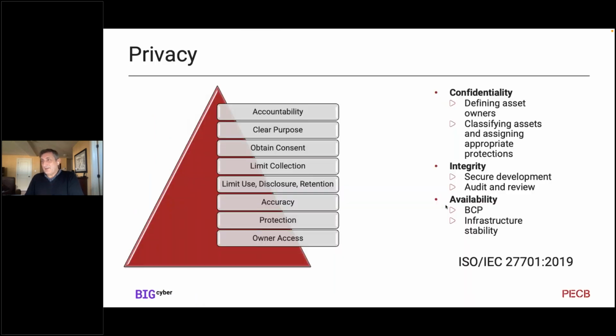On the privacy side, I've tried defining the asset owners again as the way to apply the confidentiality piece in privacy, classifying your assets again, and assigning appropriate protections. Now, this one would be pretty easy for PII data if PII data was defined the exact same way everywhere in the world, and unfortunately it isn't. And even within some types of PII data, even within some jurisdictions, within some countries, it is defined differently.